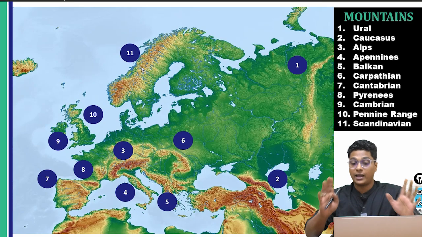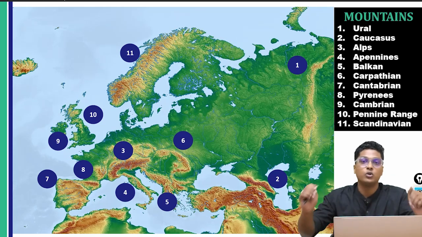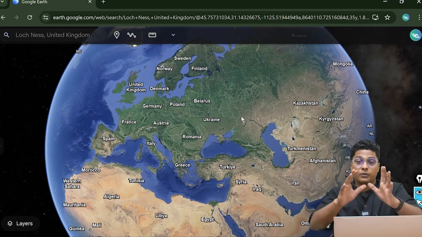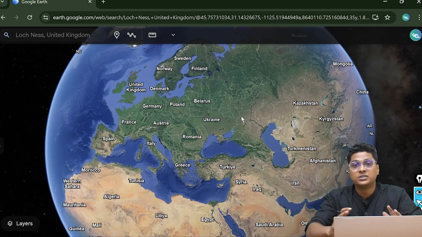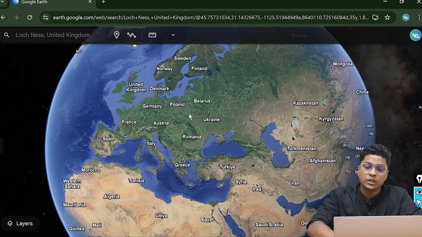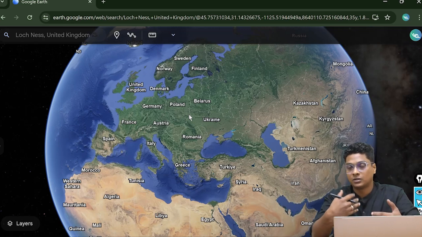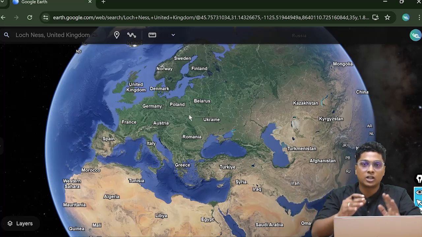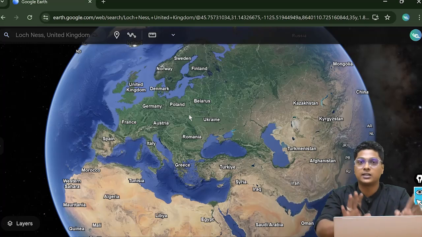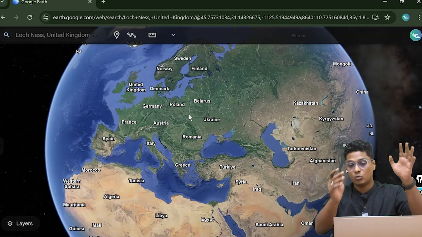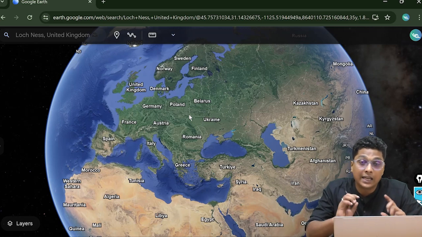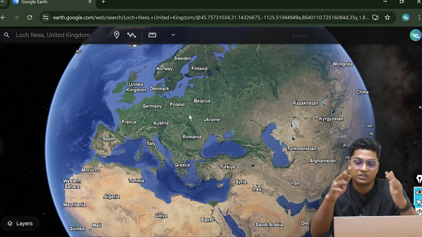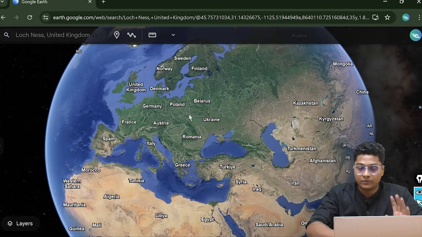So we have seen the major mountains in Europe. Now we'll talk about the peninsular regions. When it comes to Europe, there are a lot of peninsula regions and islands, because when we consider Europe as a continent, the land to coastline ratio is the highest in this region. Not even North America, much more than that. For the same reason, there are a lot of peninsular regions.